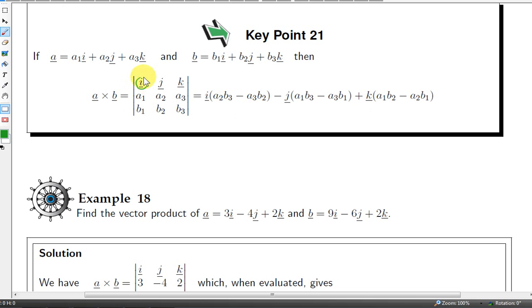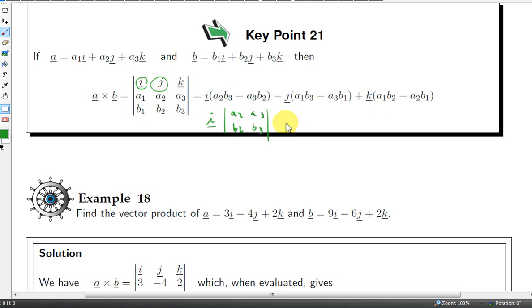Well, let's suppose we use the first row to calculate the determinant. So we write down this entry, which is just i. As I said, we assign a positive sign to it, so it doesn't change sign. And we multiply it by the determinant of the remaining 2 by 2 matrix. So that's the determinant of A2, A3, B2, B3.